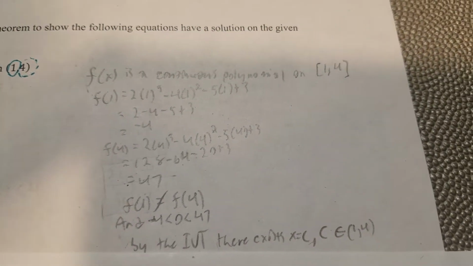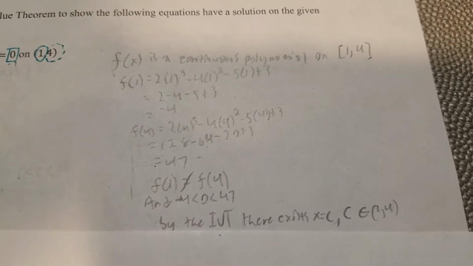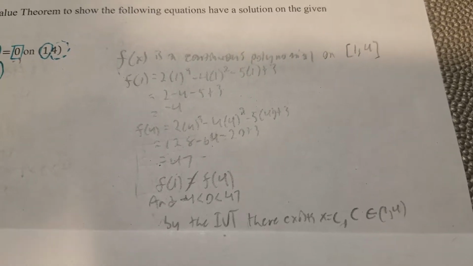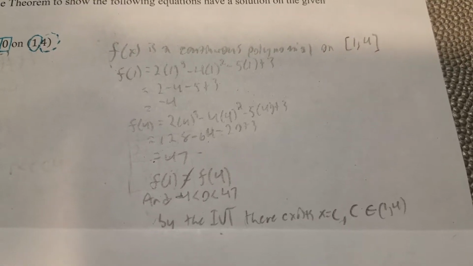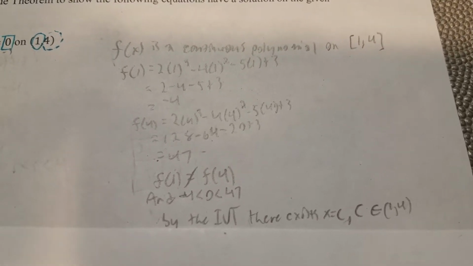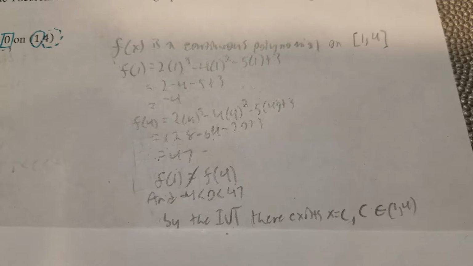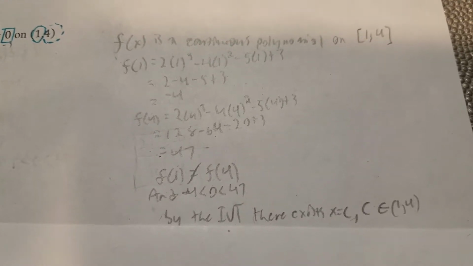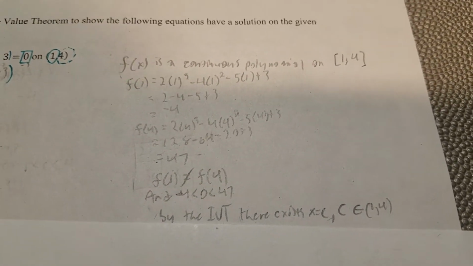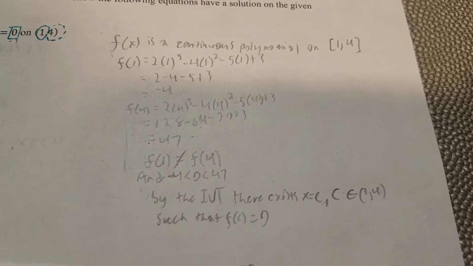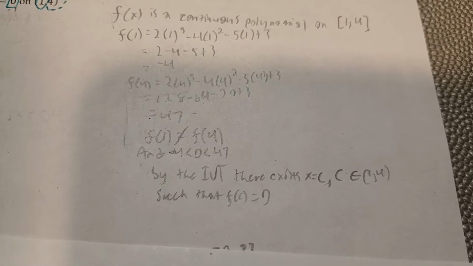We do determine that f of x is a continuous polynomial on the interval 1 to 4, and that f of 1 results in -4, and that f of 4 equals 47. Both values are not equal to each other, as a stated requirement for the intermediate value theorem, and that 0 is greater than -4, but less than 47. By the intermediate value theorem, there exists x equal to a constant c, and that constant exists in the interval 1 to 4, such that f of c is equal to 0.